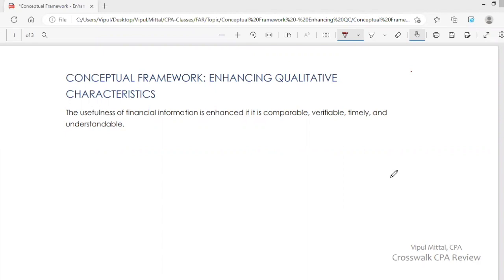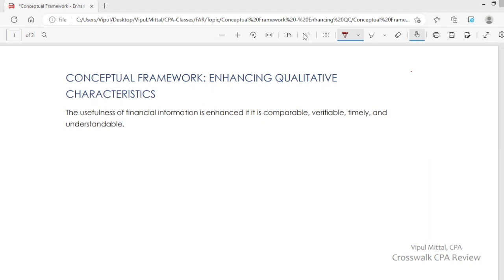So the usefulness of financial information is enhanced if it is comparable, verifiable, timely, and understandable. So these four qualitative characteristics enhance the usefulness of financial information. These qualitative characteristics do not make the financial information useful, but the information that is already useful is made more useful. These four characteristics increase the usefulness of financial information.